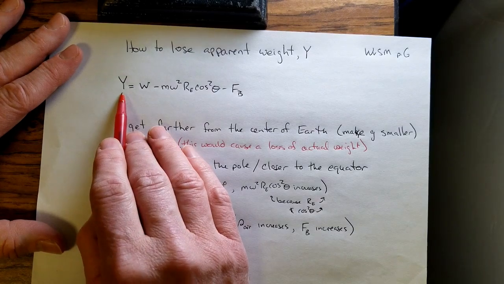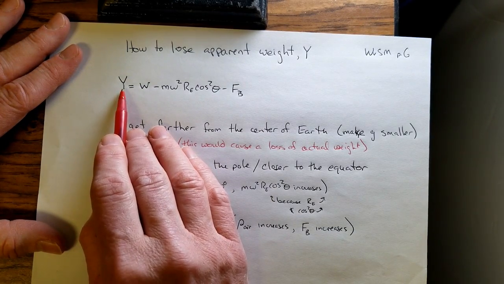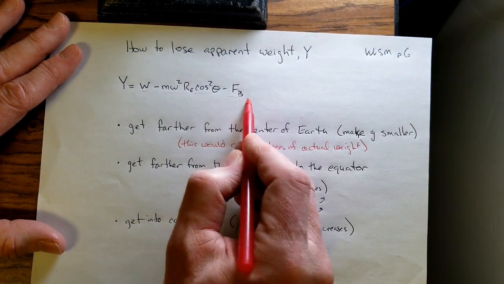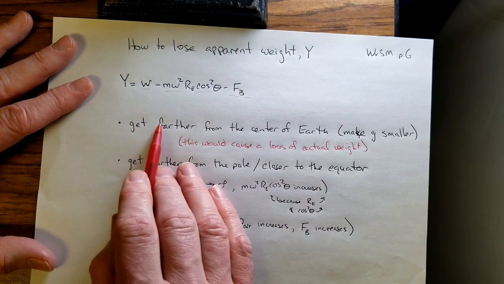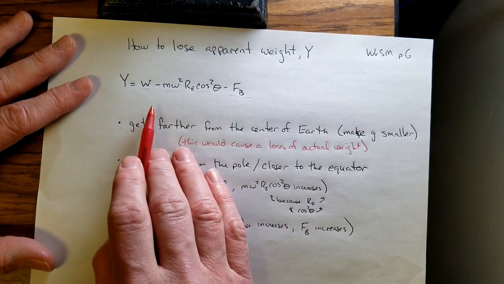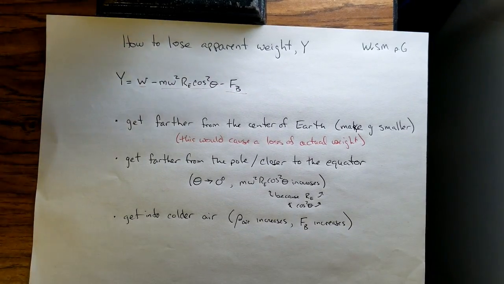And so taking our equation, solving for the normal force, if I want to lose my apparent weight, I either need to drop my weight or increase these two values. I have three different ways that I thought of right here. I can get farther from the center of the Earth, which makes g smaller. This causes a loss of actual weight. It does not cause a loss of mass, but it does cause a loss of weight.